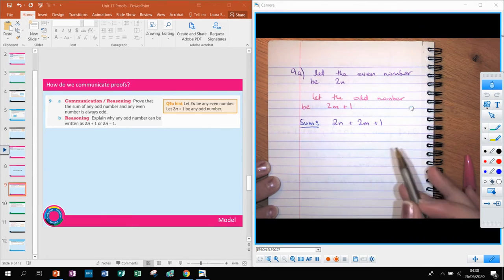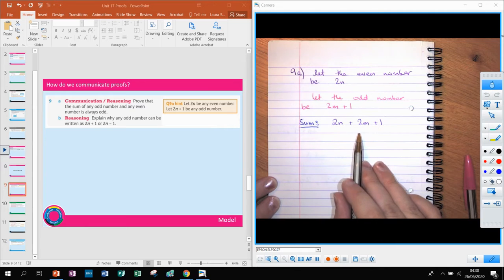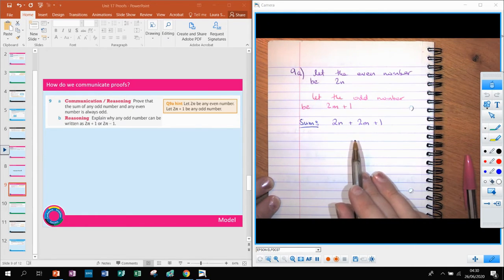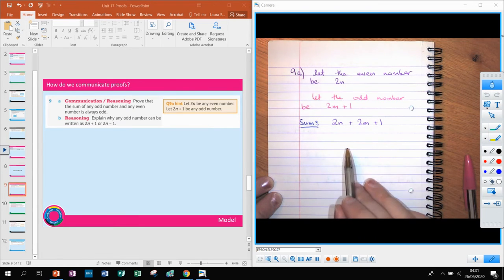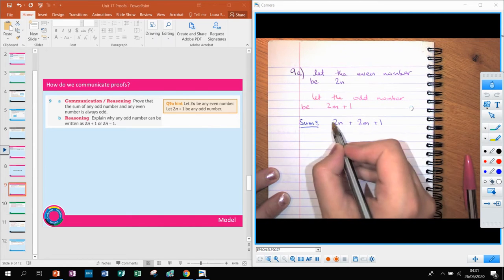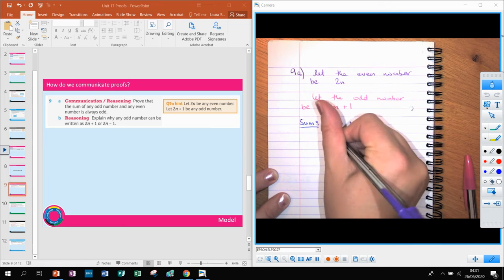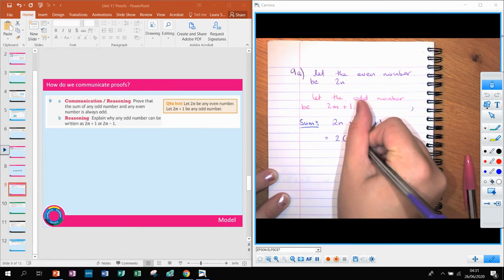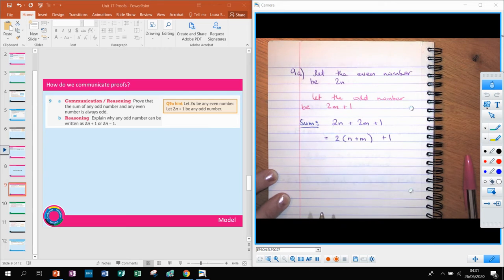Now, how do I show that this is odd? Remember that the definition of an even number was that it was a multiple of 2. And the way we show that is to divide out a 2. Okay? And for an odd number, it has to be one apart, either one more or one less than an even number. So the way we show this is we show that this first bit here is divisible by 2. And the way we can do that is make it a multiple of 2 by factorizing out the 2.